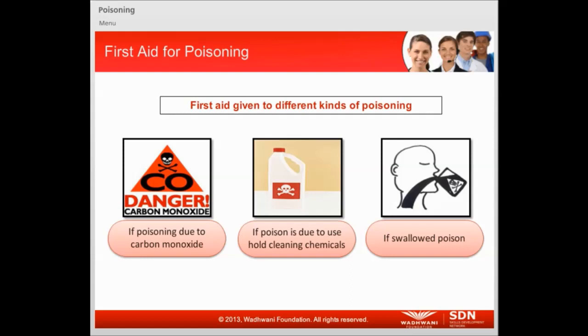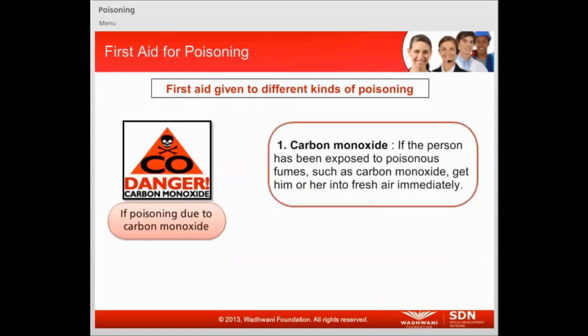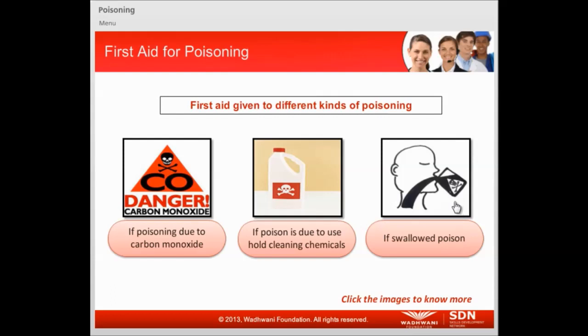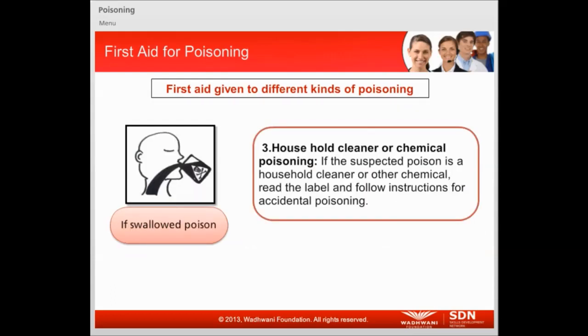Now let us see the first aid to be given for different kinds of poisoning. Click the images to know more. 1. Carbon monoxide poisoning. If the person has been exposed to poisonous fumes such as carbon monoxide, get him or her into fresh air immediately. 2. Swallowed poison. If the person swallowed the poison, remove anything remaining in the mouth. 3. Household cleaner or chemical poisoning. If the suspected poison is a household cleaner or other chemical, read the label and follow instructions for accidental poisoning.